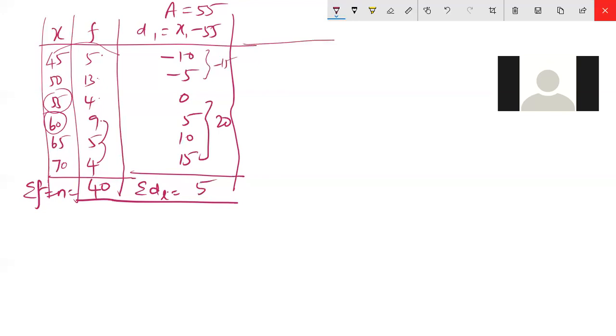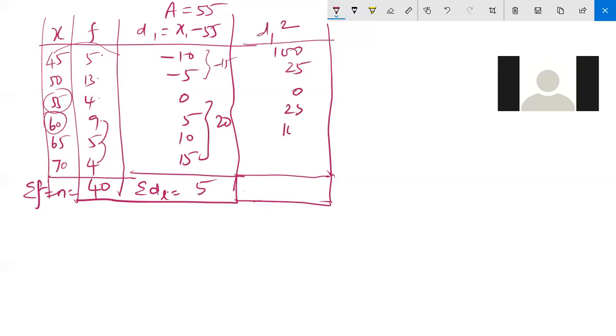Now what you have to do, sigma d of I squared you have to find out. Minus 10 into minus 10, 100. Minus 5 into minus 5, 25. 0 into 0, 0. Again, this is 25. This is 100. This is 15 into 15, 225.